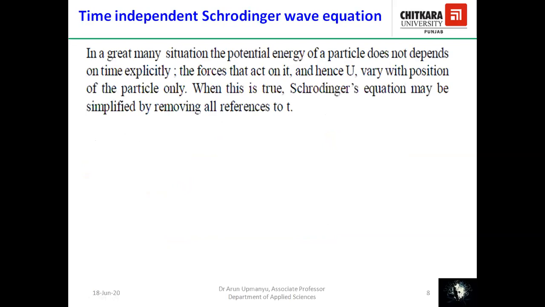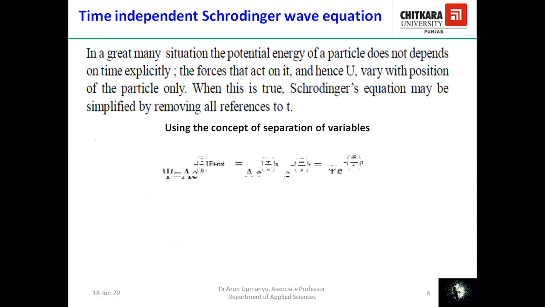So let us start the derivation of the time independent Schrödinger wave equation. I am going to use the concept of separation of variables. That is very common in mathematics. I have split the function into two parts. This part is called the position coordinate part, and the second one is called the time part. So I will club this portion and name it psi, and I have left the time part because I am going to remove it.